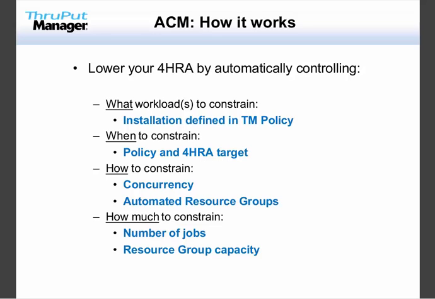And of course, that's what we're talking about with the final bullet: how much do I want to constrain? Do I want to cut the number of jobs all the way down to 2 or 3 or 0 for a given category of work? The resource group capacity, do I want to cut that down to, say, 10 or 20% of an LPAR, or perhaps 2%? Maybe I really want to slow things down. You have the control to make these granular choices.